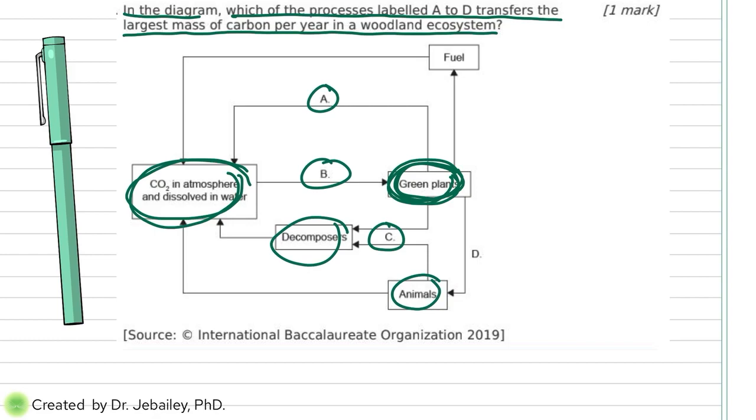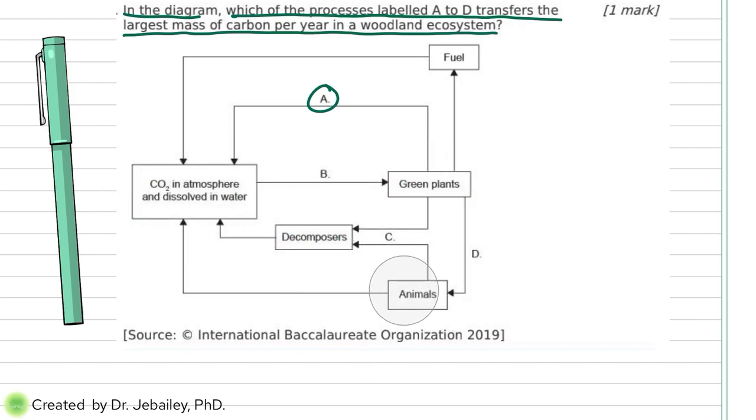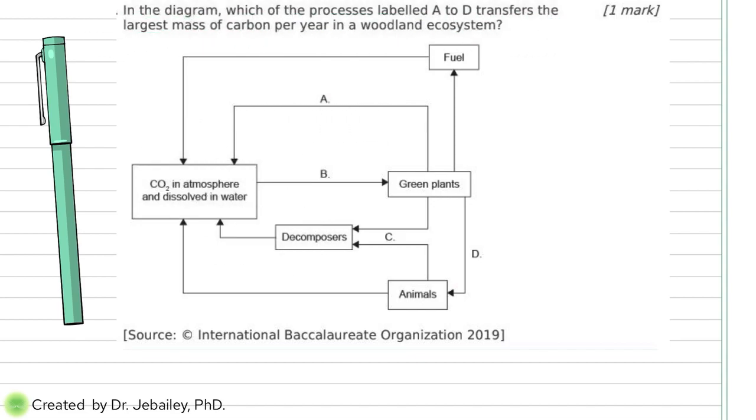Or is it the green plant moving into the animals? So which one of these, A, B, C, D, has the largest movement of carbon? So in here, you can see that it doesn't tell you anything, right? Numbers, nothing. So this has to come from background information. So which one of these will have the largest amount?